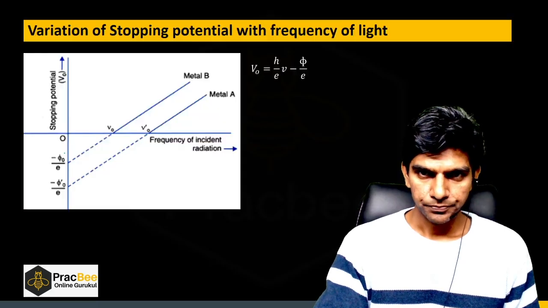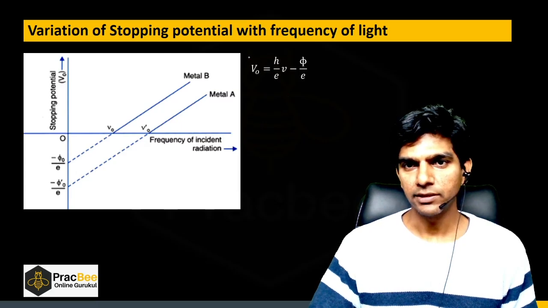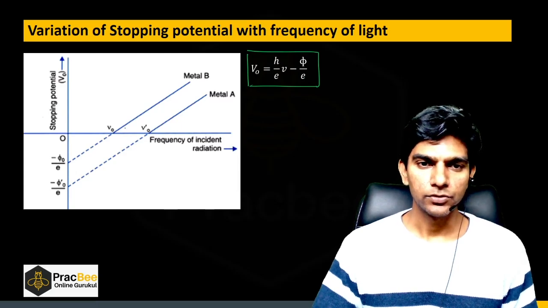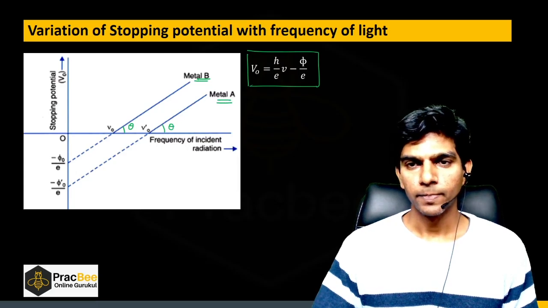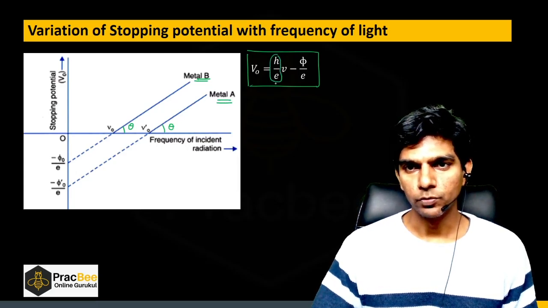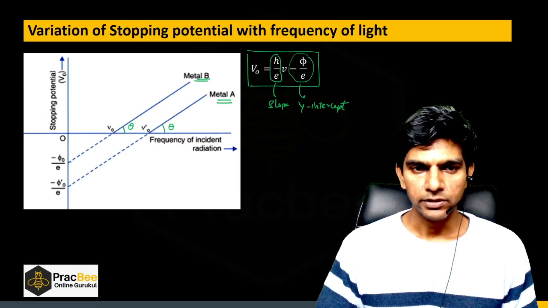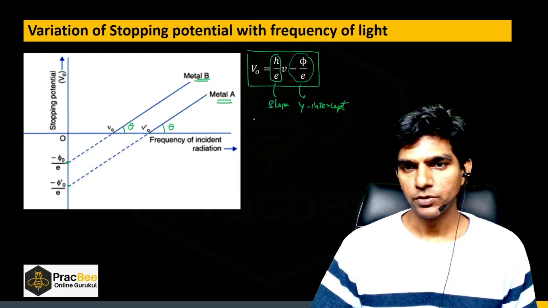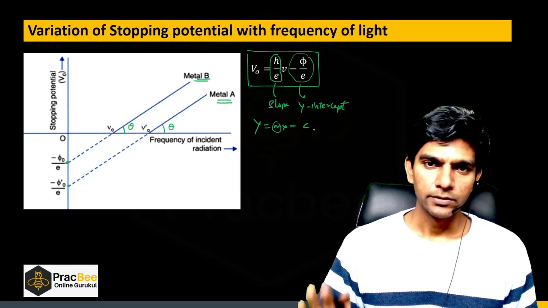Now let us see the graph of stopping potential with the frequency. We have just seen this formula: V naught equals h by e times nu minus phi by e. If I take this angle as theta and this angle is again theta, this is metal B and this is metal A. And this is nothing but the slope, and this is the y-intercept. So these are the values. It's a linear graph because it is of the form y equals mx minus c, where m is the slope and c is the y-intercept. So I hope this graph is also clear to you.